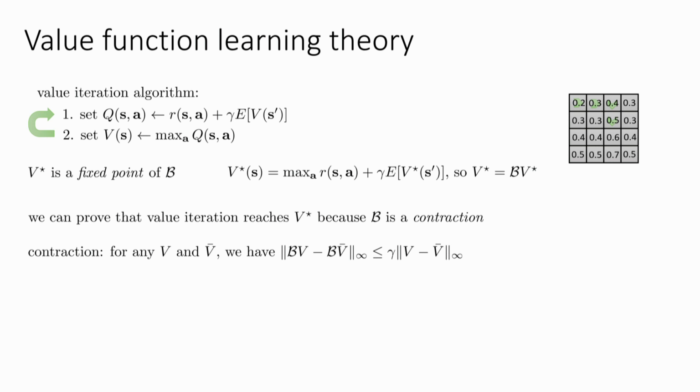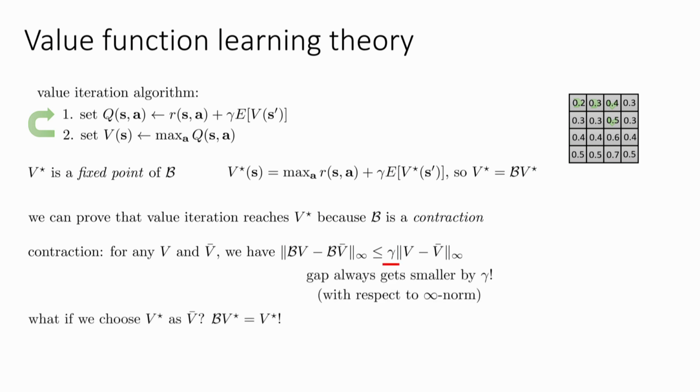If we know that B is a contraction, we can actually immediately recover a proof of convergence for value iteration. In order to do so, we simply use the fact that V star is a fixed point of B. So if we choose, let's say, V bar to be V star, then BV star is equal to V star, right? That's what the fixed point means. So if you substitute in V star for V bar in this equation, then on the left-hand side, BV bar will just become V star, right? Because BV star is equal to V star.